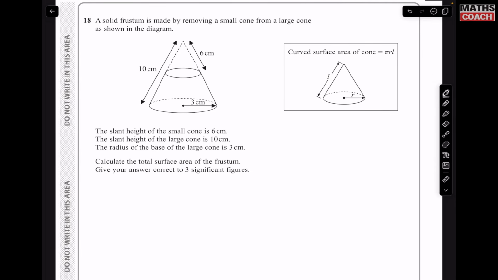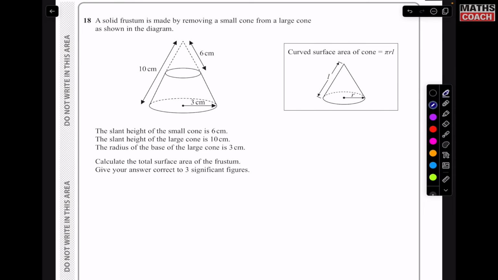Question 18. A solid frustum is made by removing a small cone from a large cone as shown in the diagram. If you're an IGCSE student, usually you don't need to worry about frustums. You just need to work out the volume of the entire thing and not worry about frustums, just for any IGCSE students watching.